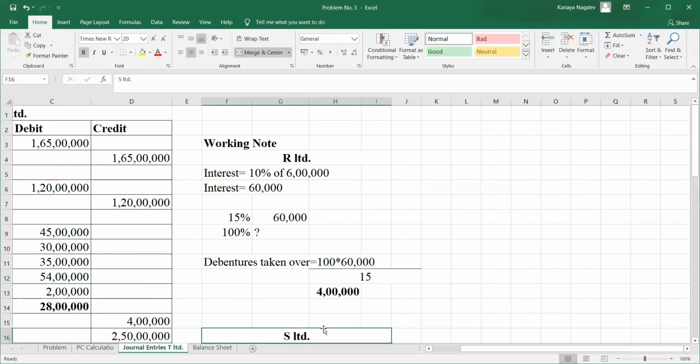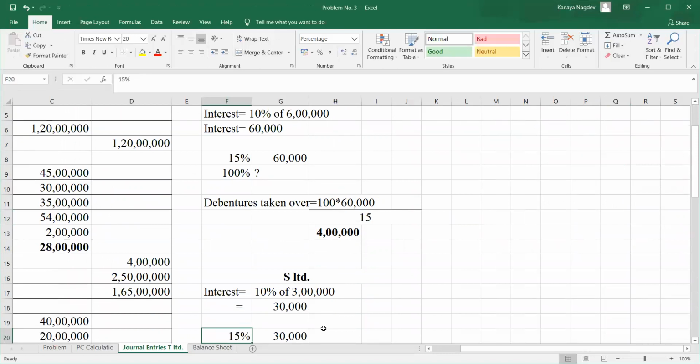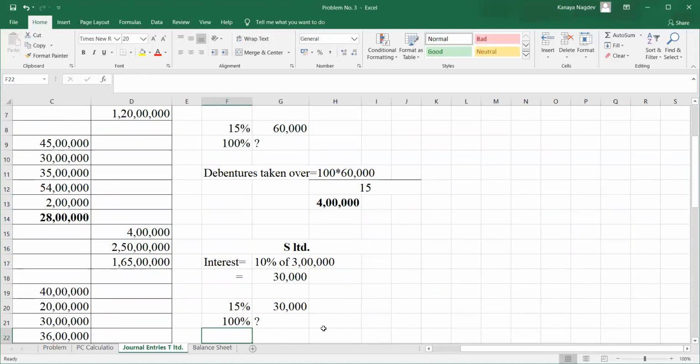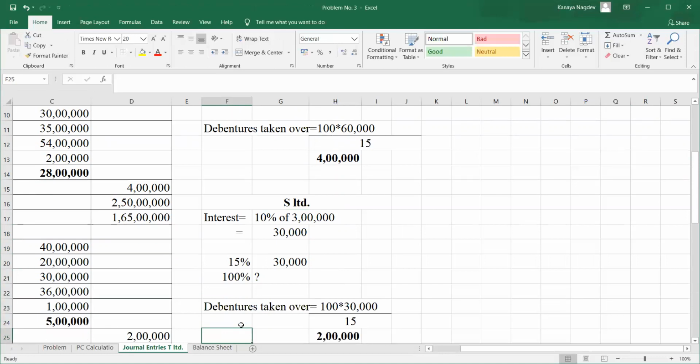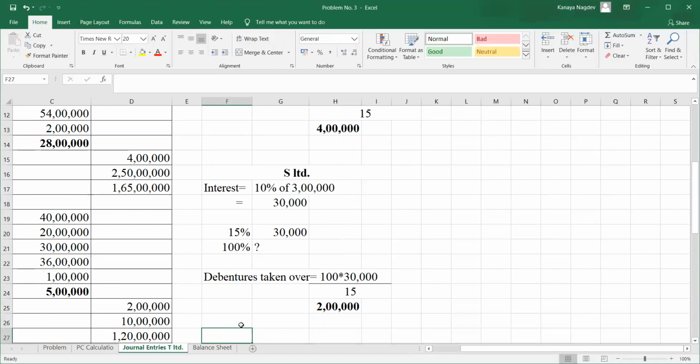In case of S Limited, the amount of debenture capital is 3 lakh, rate of interest was 10%. So if we calculate 10% of 3 lakh, it will be 30,000. Now that 30,000 will be equal to 15%. So the full value of debentures, that is 100%, is equal to what? You just need to cross multiply again. 100 multiplied by 30,000 divided by 15. This gives us the amount of debentures taken over, that is 2 lakh rupees.